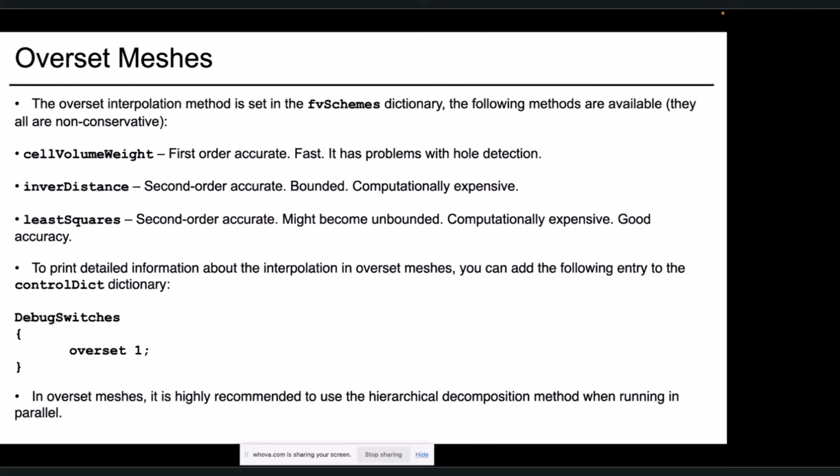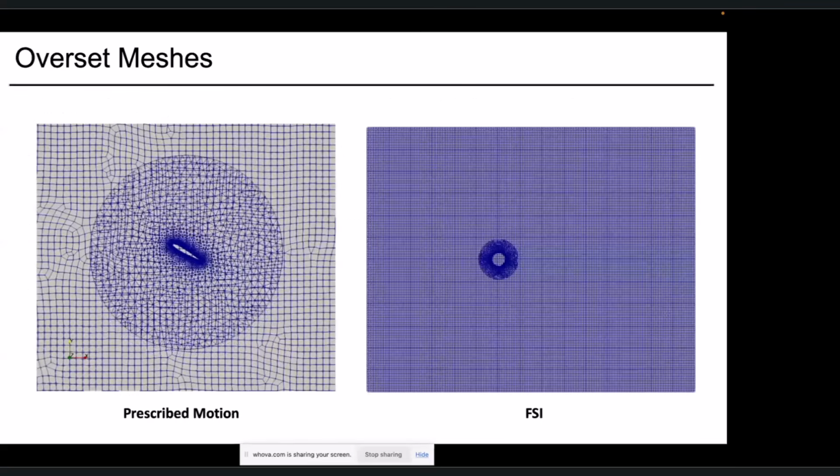Now, if we want to get more information about what type of interpolation is happening and what their details are, we can switch on this debug switch in the control dictionary, which is very handy in my experience. We can say overset 1, and then in the log file, we get the details of these interpolation methods.